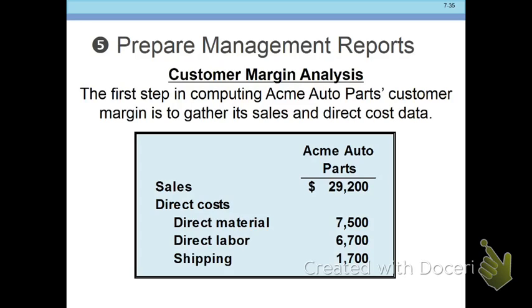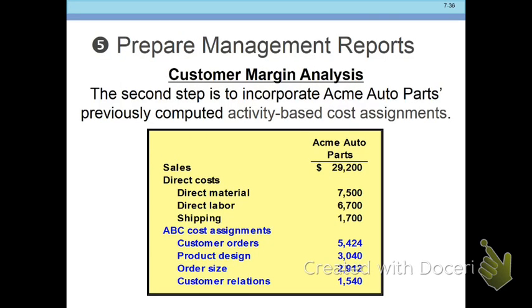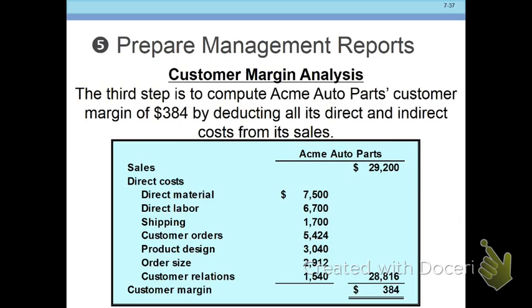Now we can go ahead and take a look at if the customer is profitable. For Acme Auto Parts, we were selling them $29,000 worth of parts. Direct materials, direct labor, and manufacturing and shipping were directly attributable to them. Now we can go ahead and assign their activity-based costing costs and subtract their other costs, customer orders, what have you. And we find out that the customer margin in this particular case is $384.